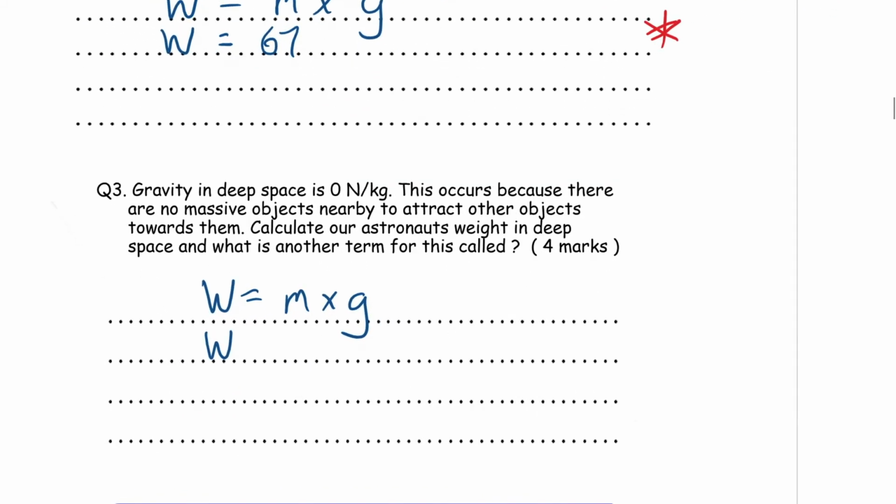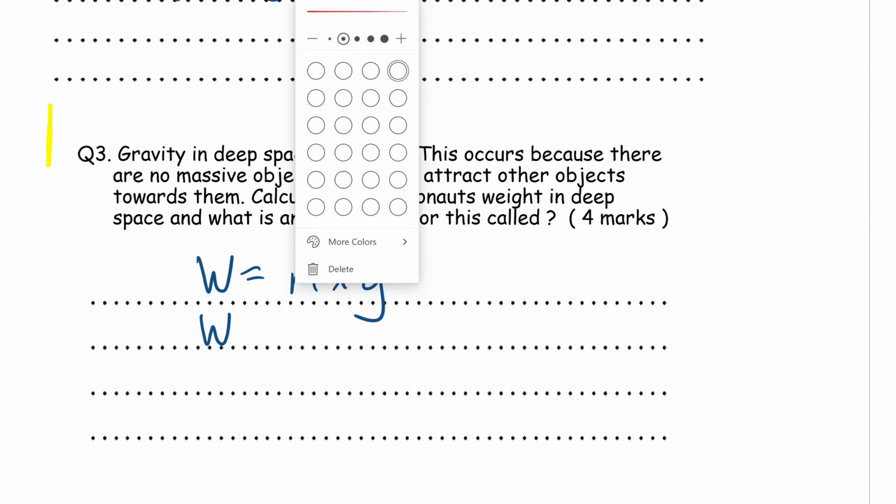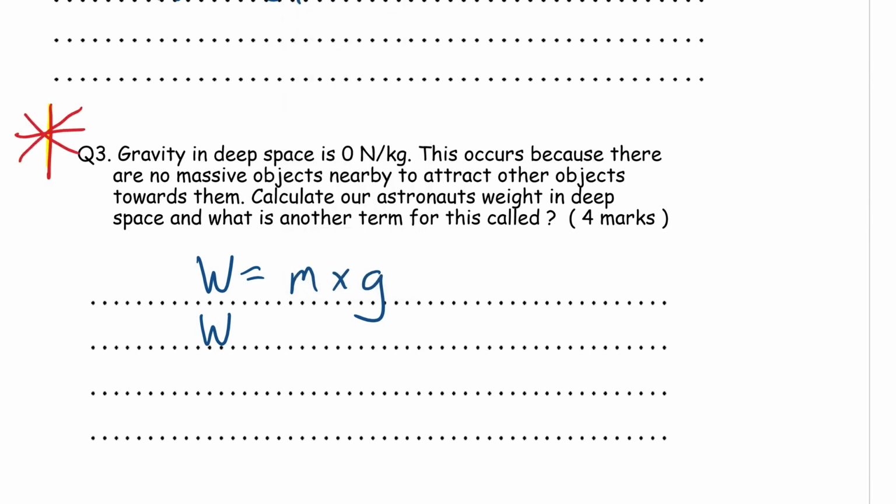Question 3, just be careful of question 3. Again, this is for you to do. I've started it, scaffolded it for you, just to help. Gravity in deep space is 0 newtons per kilogram. There's no gravitational field strength. This occurs because there's no massive objects nearby to attract other objects towards them. Calculate our astronaut's weight in deep space.